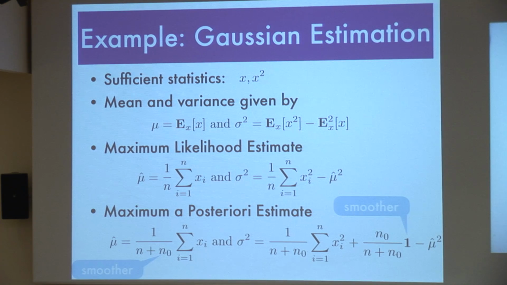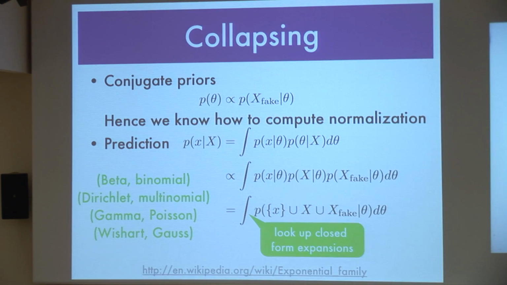Okay. Now here comes the really fun part, collapsing. If you think about it, we required that P of theta is proportional to P of fake data parameterized by theta. However, this means that at some point I will have to have been able to actually compute the integral of this expression d theta, right? After all, if I have a conjugate prior, I would like it to be normalized. So at some point somebody must have computed this integral.